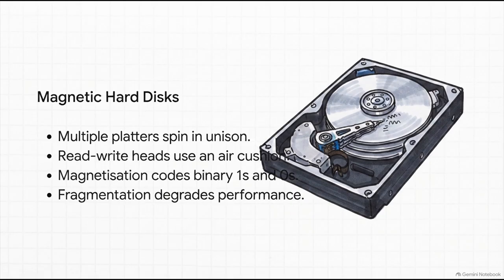Inside a hard drive, you have multiple platters spinning together at incredibly high speeds. Tiny read-write heads float over these platters on a literal cushion of air, changing magnetic states to represent binary ones and zeros. But here's the catch. Over time, as files are written, deleted, and rewritten, that data can become scattered or fragmented all across the disk. That forces those mechanical heads to work a lot harder, which eventually degrades your performance.